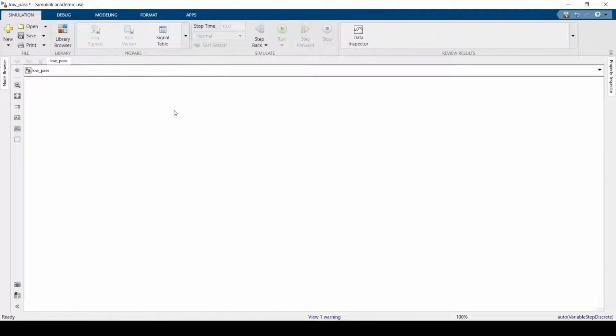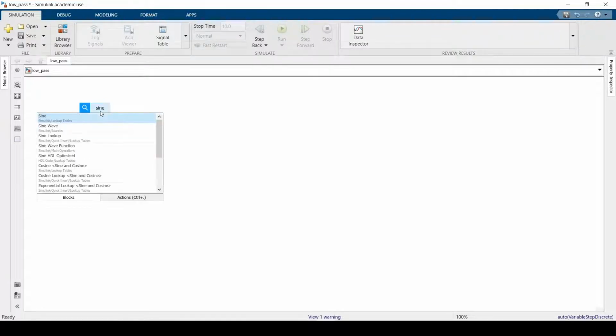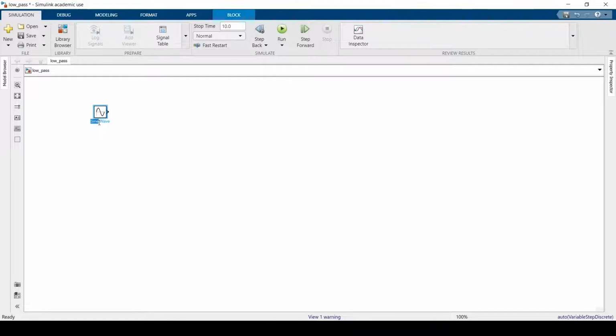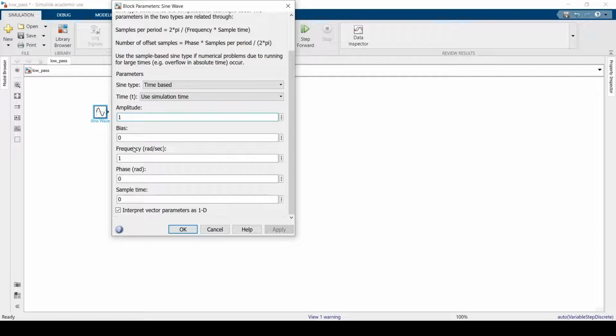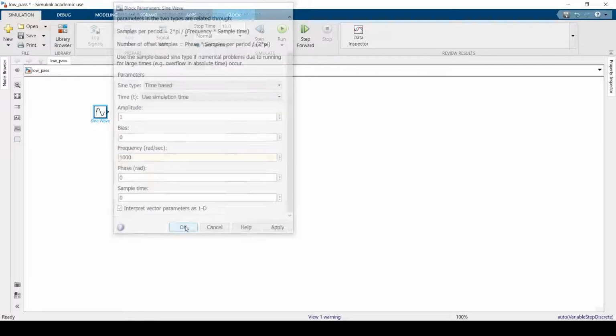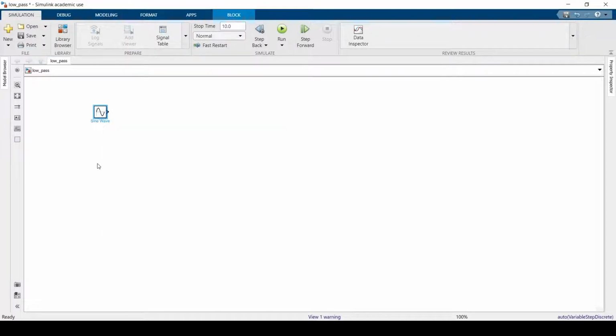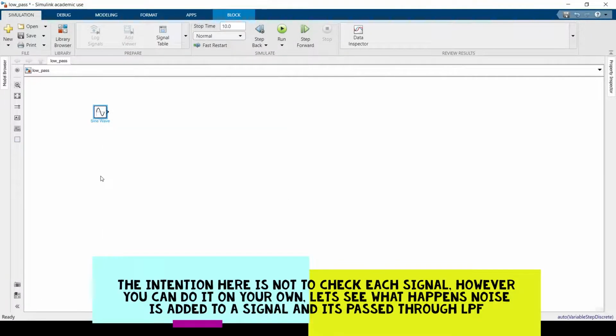low pass filter. So first, as I said earlier, I need to take two signals. Let me take the sine wave, and let's assign some values to this. Amplitude is 1, and let's give this frequency as 1000. So this is above the cutoff frequency, so our low pass filter should not allow this. Press OK. Then now choose another sine wave.